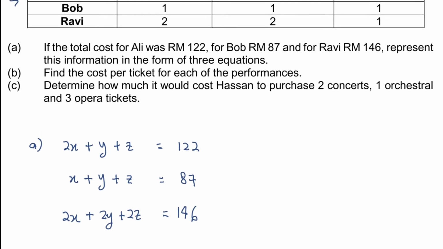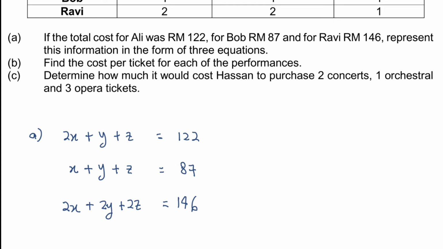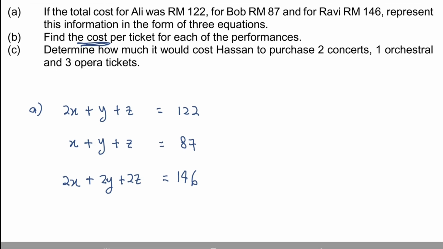For question B, find the cost per ticket for each of the performances. Meaning here, the cost per ticket, you want to know what is the value of x, y, and z. So how to solve the systems of linear equations from A by applying the Gauss-Jordan method.